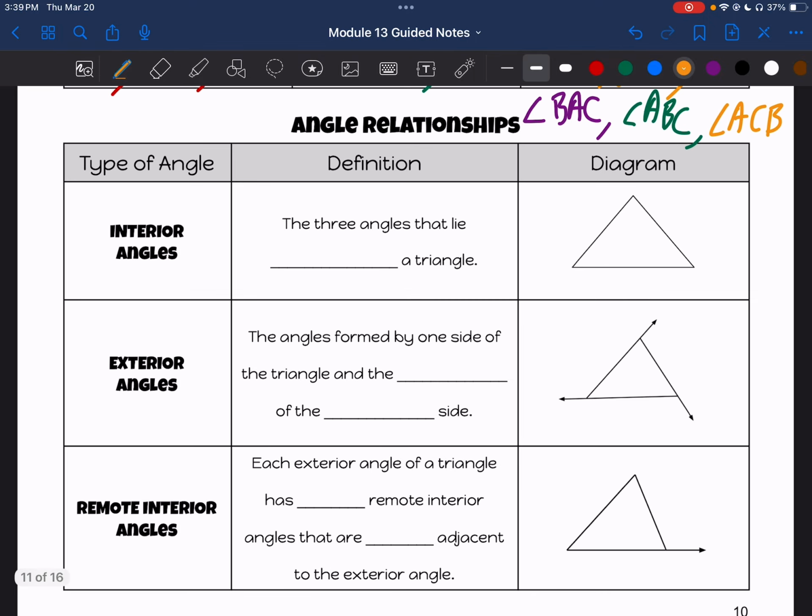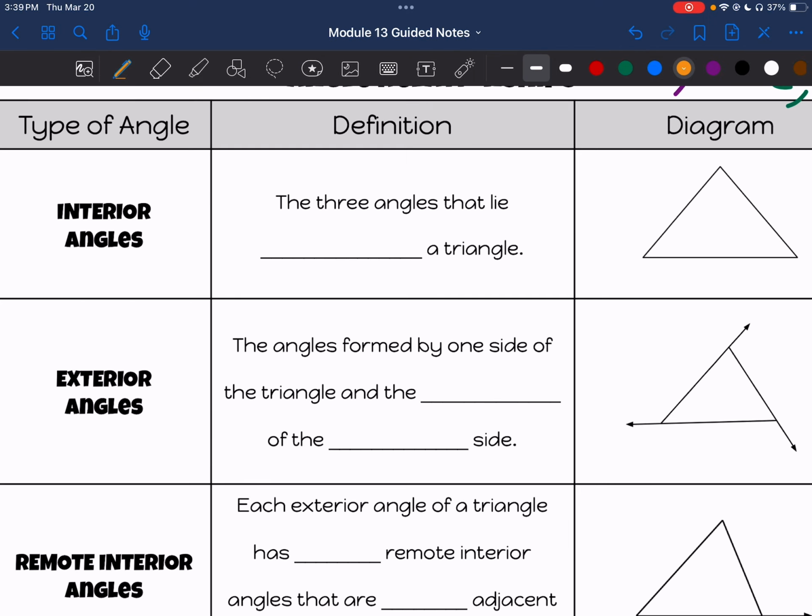All right, so let's talk about angle relationships. First of all, we have types of angles. An interior angle. These are going to be the three angles that lie inside a triangle. So A, B, and C, the three angles on the inside. Interior, inside. Pretty obvious there. Exterior angles, just as obvious, but these are angles formed by one side of the triangle and the extension of the adjacent side.